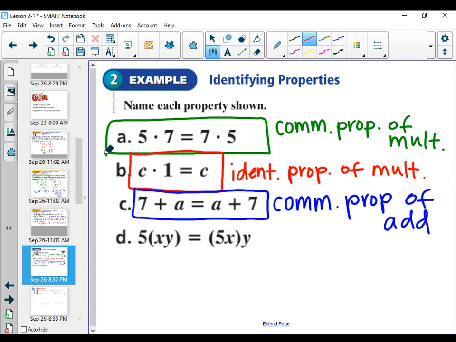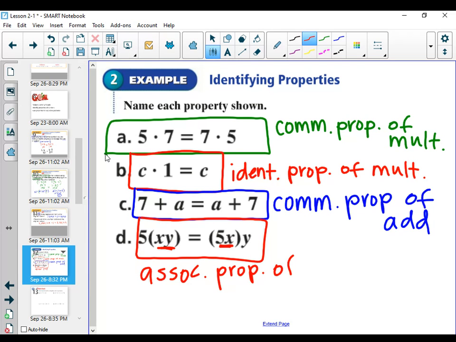Last one. Plus 0? No. Times 1? No. Change the group? Yes. X times Y was in a group. Now 5 times X is in a group. Associative property of multiplication.